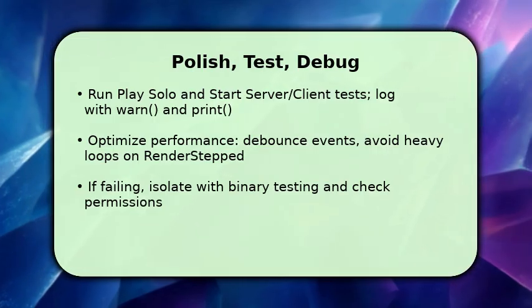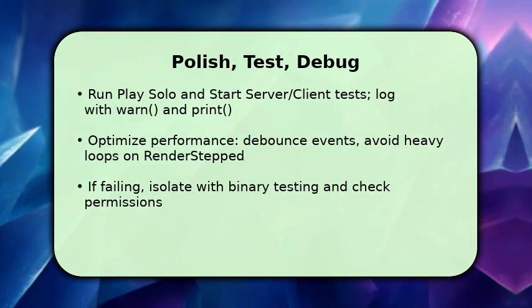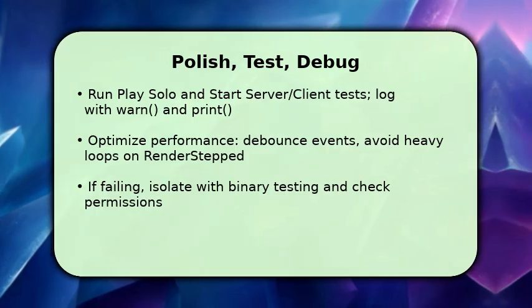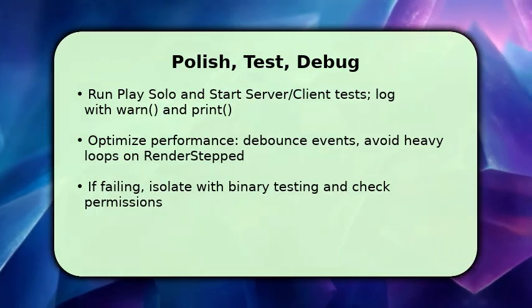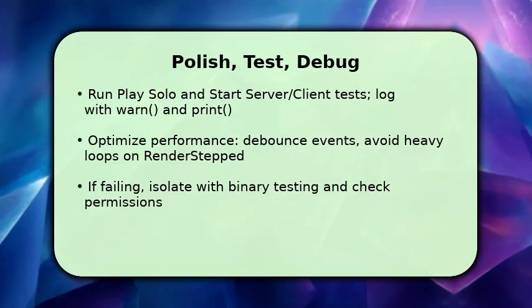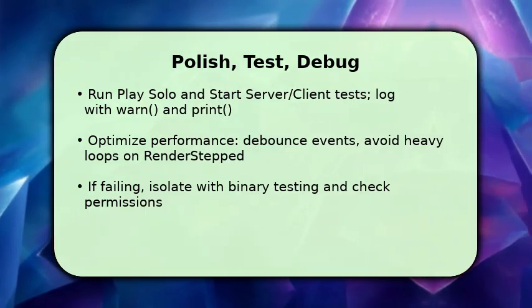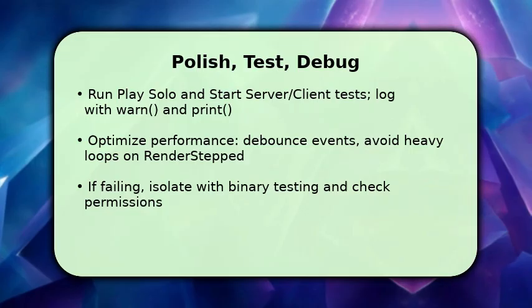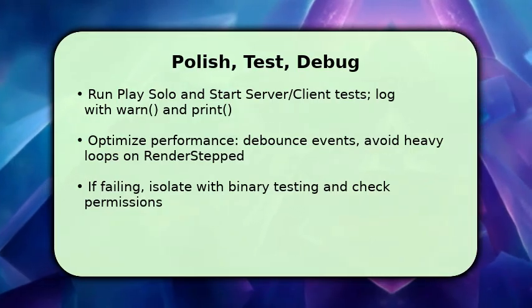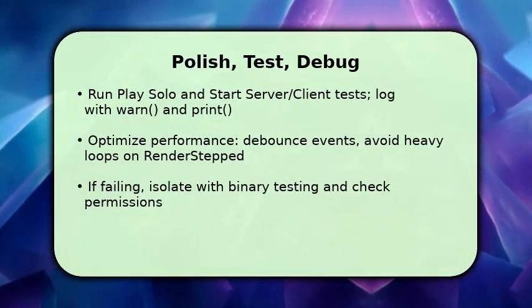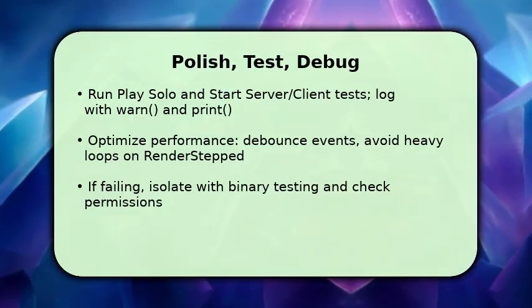Run play solo, then start server and start player sessions to reproduce issues. Make small wins, add debounces to events, and move heavy work off render step to heartbeat or server ticks. When something breaks, isolate the change with binary testing. Revert half the changes to narrow the cause, and verify server permissions and remote event flow.